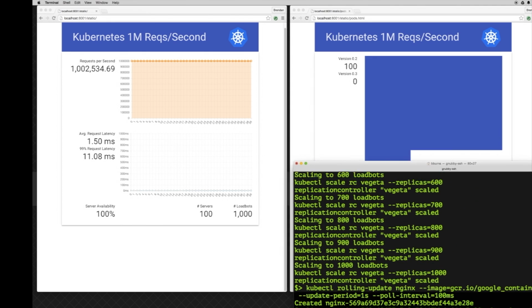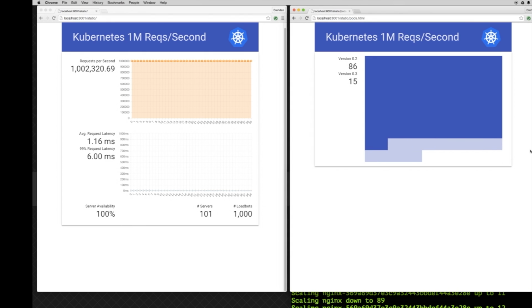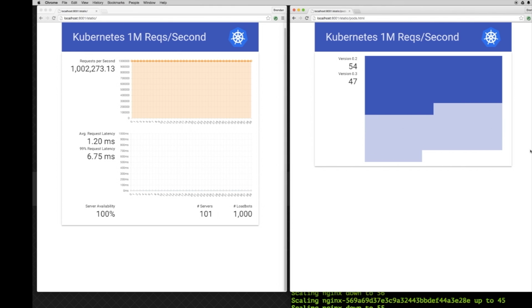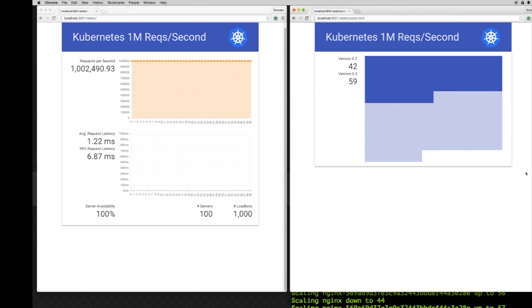But what's important to note here in this rollout is that our servers, even while we're in the middle of rolling from one version of our software to the next, Kubernetes ensures that server availability stays at 100%, even when those servers are handling 1 million requests per second. In just a second, our rollout's complete, and that's the end of the demo.